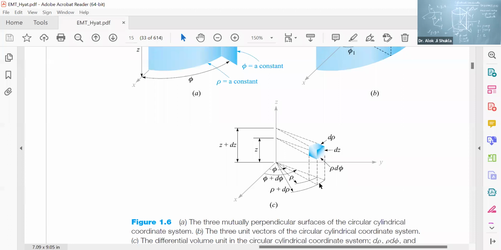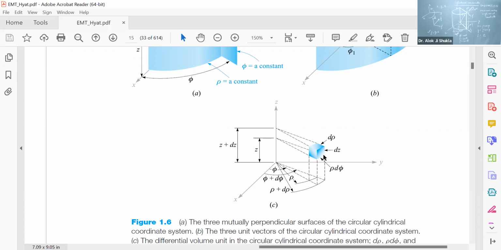Angle is equal to arc upon radius, right? So arc is equal to angle into radius. The radius is rho. So this curvature, can you see this? मेरा cursor देख रहे हो? This becomes rho d phi. Copy में सब लोग बना लीजिए इसको. Make this in your copy. So this distance is rho d phi.